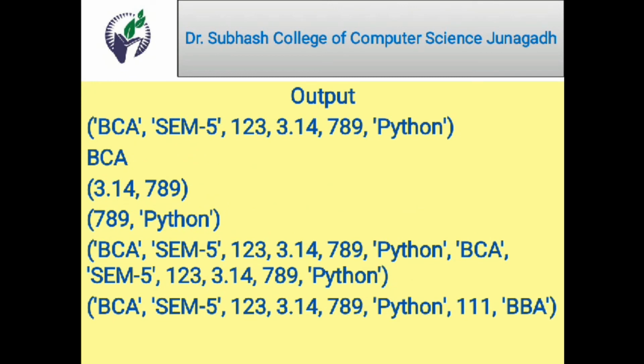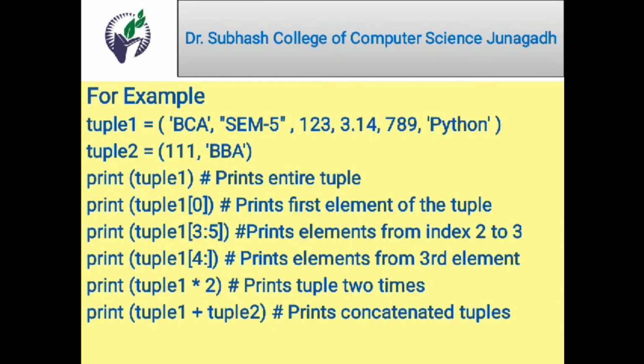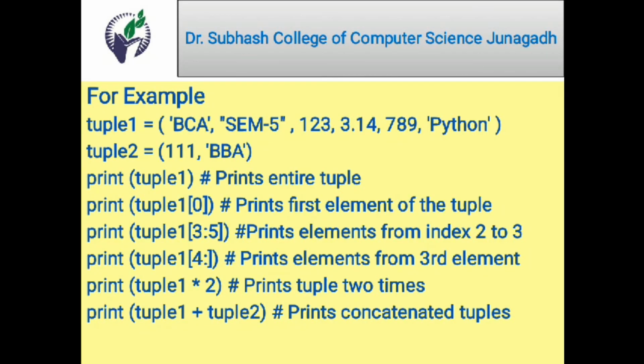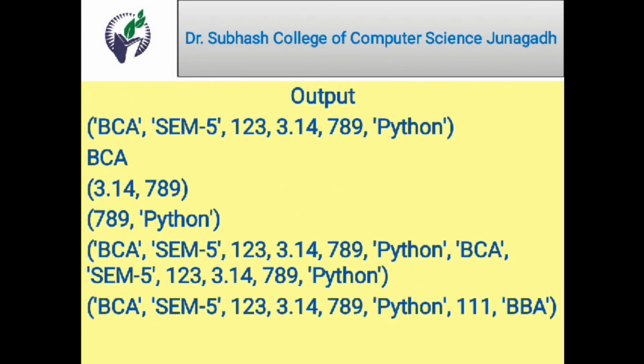3.14, 7, 8, 9. The fourth statement starts from the fourth element up to the end of the tuple. It begins from 7, 8, 9 and goes up to Python, which is the end. The outcome is 7, 8, 9, Python. Next is the star: tuple 2 times will be printed here. With star repetition, the entire tuple is printed two times, from BCA, SEM, 5, Python up to BCA again.